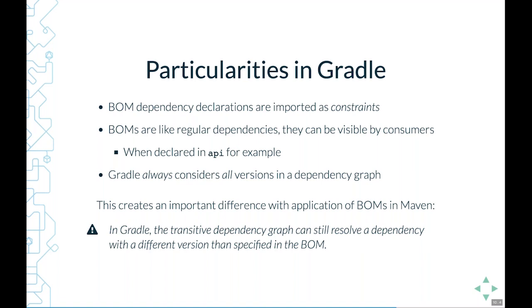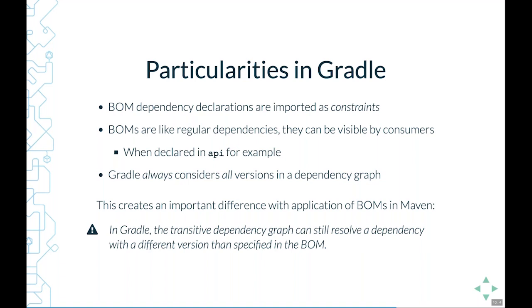So the dependency declarations from the BOM will be imported as constraints, which means they also become transitive. The BOMs are like regular dependencies. They can be visible, their constraints are visible. So if your project, like a Java library plugin project, declares a BOM in its API configuration, consumers will have the BOM as part of their dependencies.